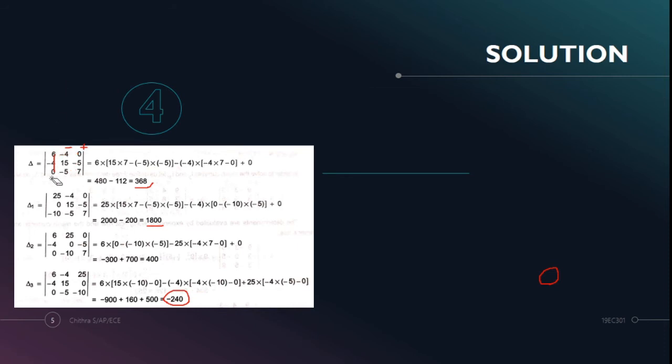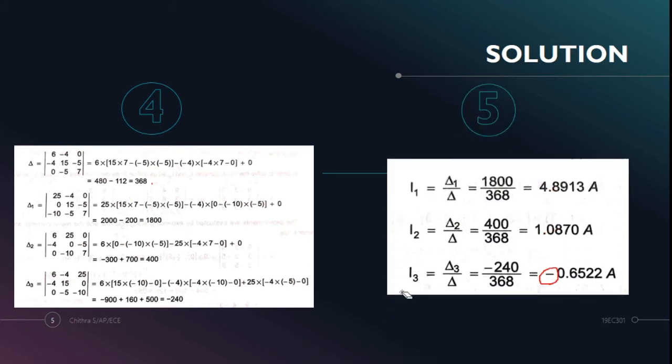And the final step, we find I1, I2 and I3 by dividing the corresponding determinant values. So delta 1 by delta gives us I1, delta 2 by delta gives us I2 and delta 3 by delta gives us I3. This is how we find the mesh currents.